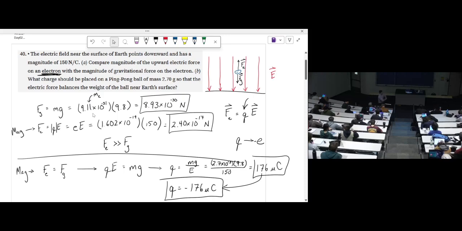Jacob and then Grayson. The elementary charge, 1.602 times 10 to the -19 coulombs. This is E, little e. That's on your equation sheet.